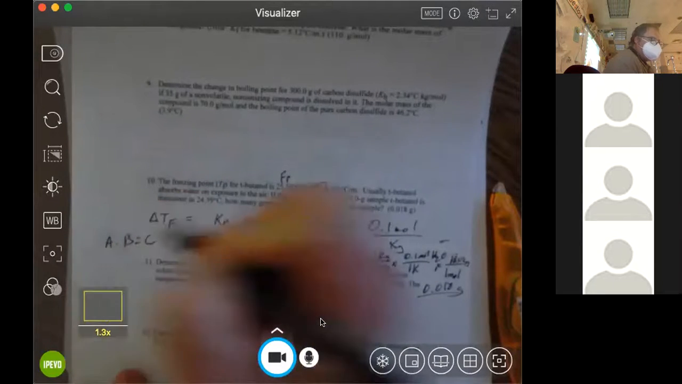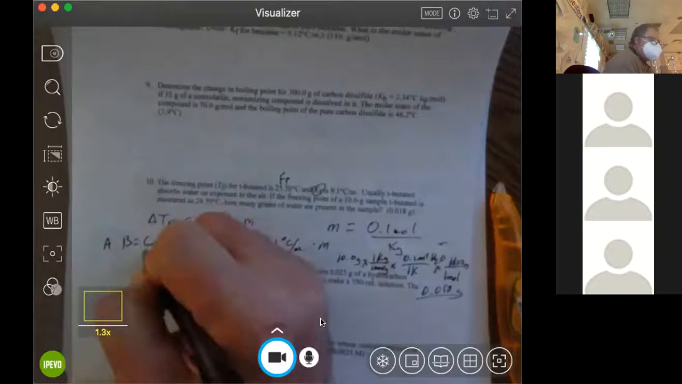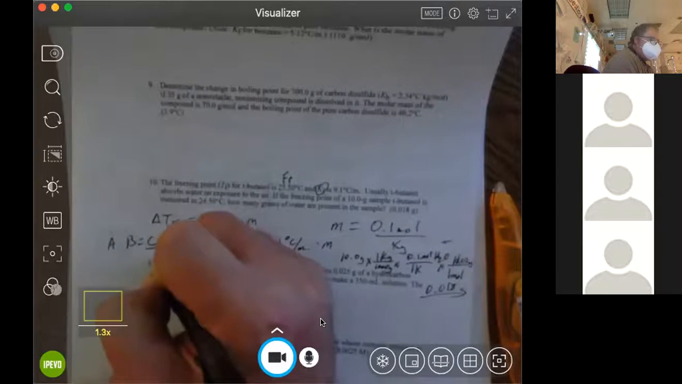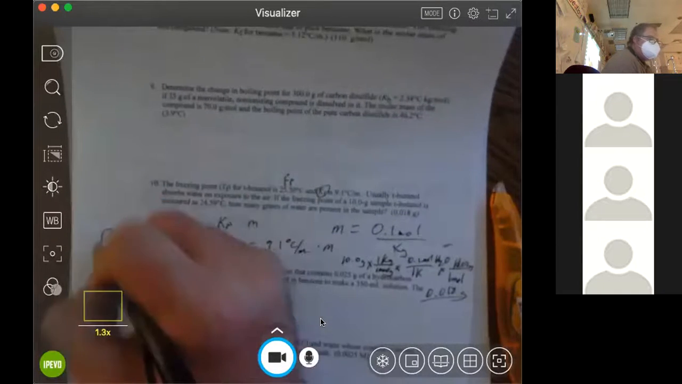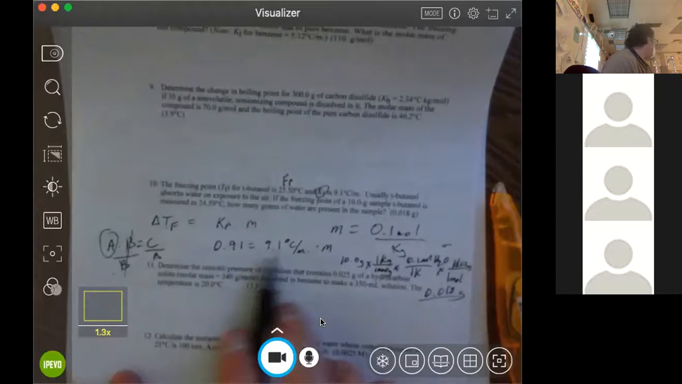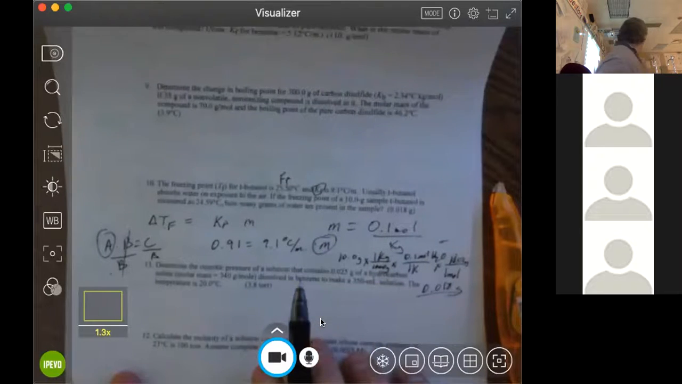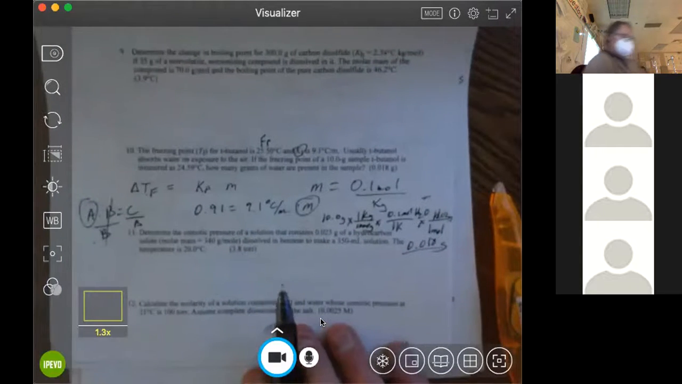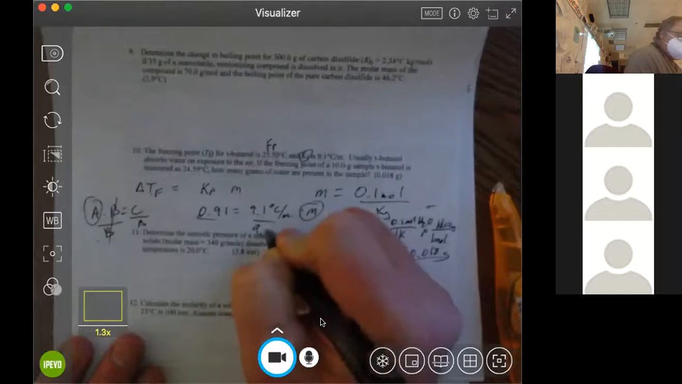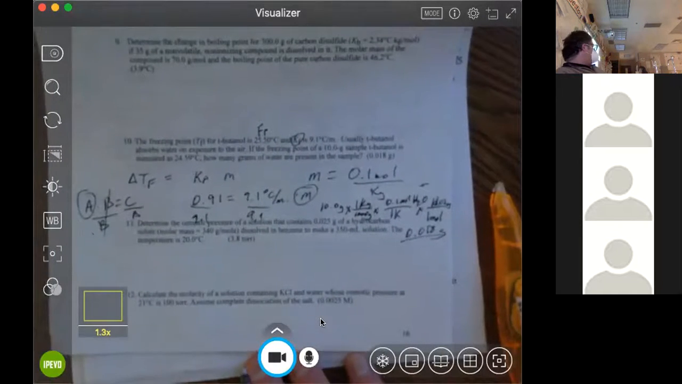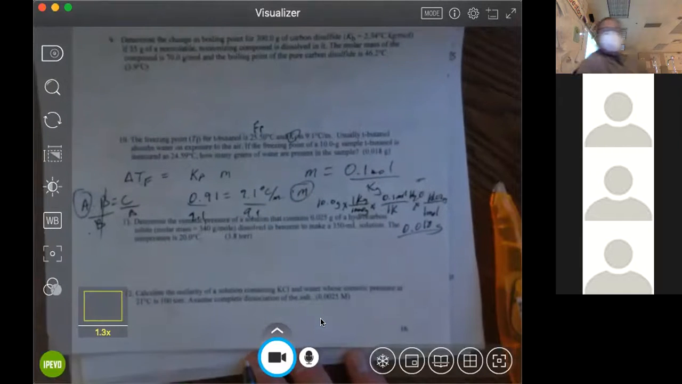Like the actual number? Yep. So if you have A times B equals C, right? Then if you wanted to find A, you would divide both sides by B, and that would give you A. That's what I did. I took 0.91 divided by 9.1 to get M, which is what I wanted, and that's the molality. I just didn't show it. I can do that. Divide both sides by 9.1.